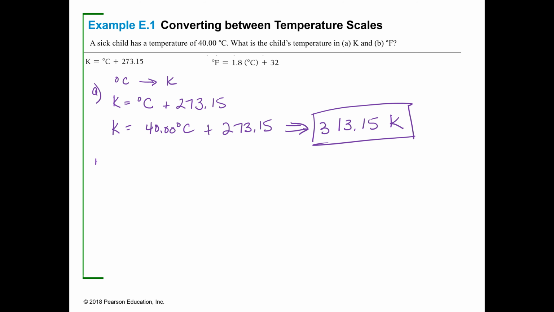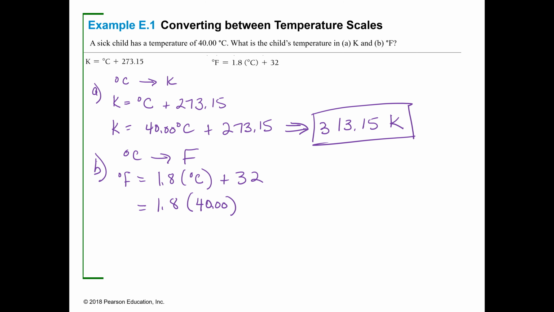That way, if you've got a lot of numbers written all over a page, I know what you mean for the answer to be. Part B of this problem is that you want to convert degrees C to Fahrenheit. And so in this case, we know that degrees F equals 1.8 times degrees C plus 32. And so that's going to give us 1.8 times 40.00 plus 32. And that is going to give us 104.00 degrees F.